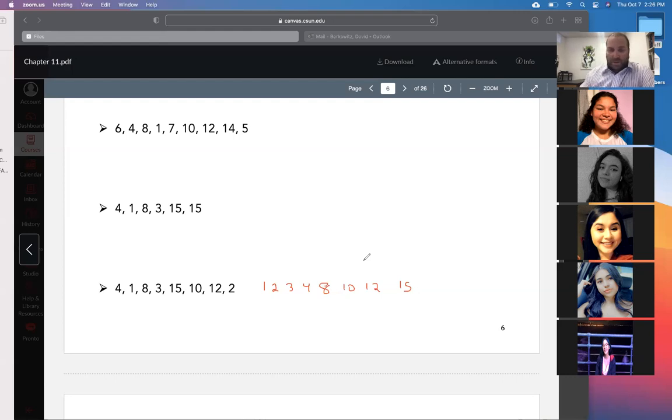Find Q2. How do I find Q2? Do the n plus 1 over 2 formula. Okay, so what's n? 8. 8 plus 1 is 9, over 2, 4.5. So where am I going to find the median? Between 8 and 10. Look again.